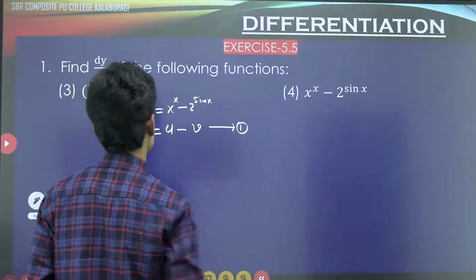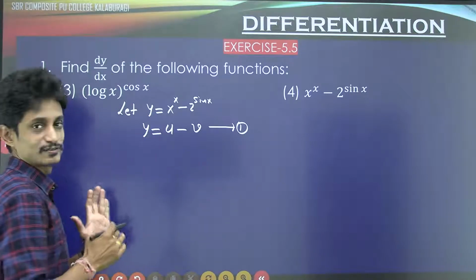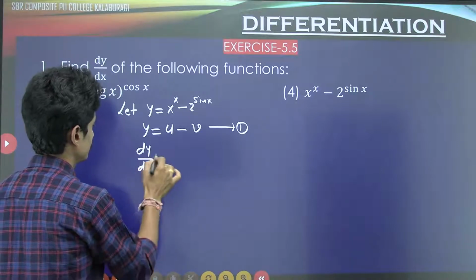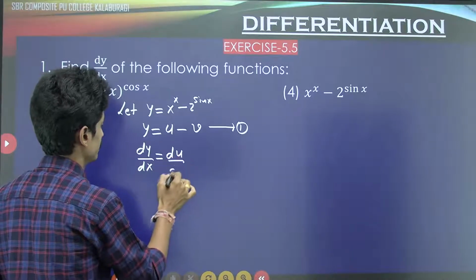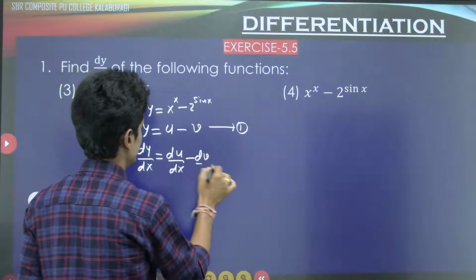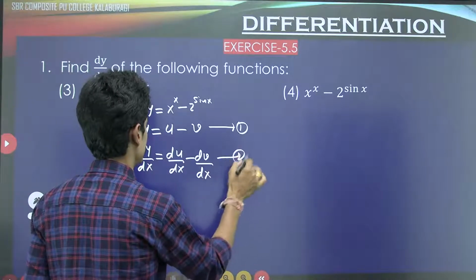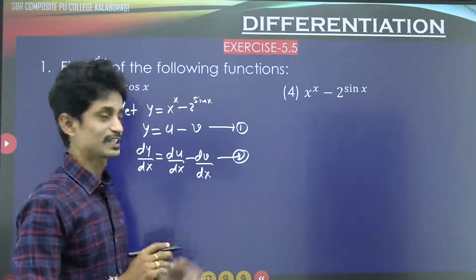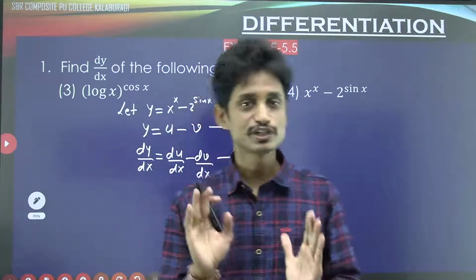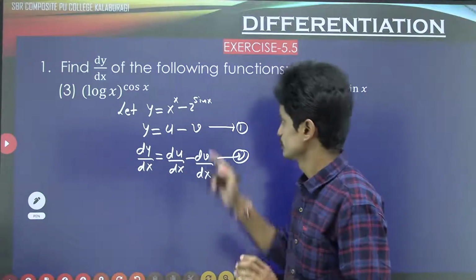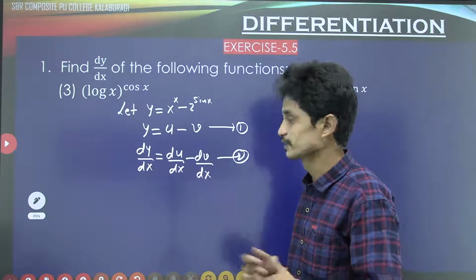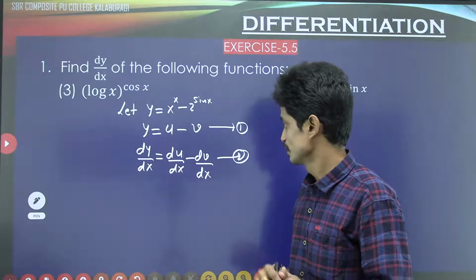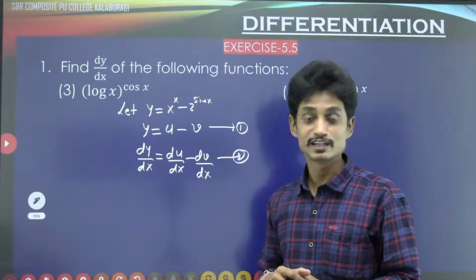This is our equation number 1. Now on the other side we have to differentiate this. dy divided by dx is equal to du divided by dx minus dv divided by dx. This is equation number 2. Now dy by dx I have written. I need du by dx as well as dv by dx. Now, do you understand how to differentiate? You can take them separately and differentiate. Get the answer ready. I also take 2 power sin x as v, and its derivative you should find as dv by dx.